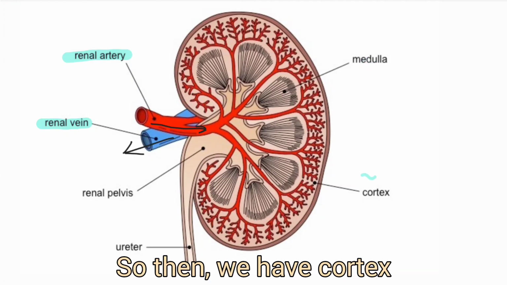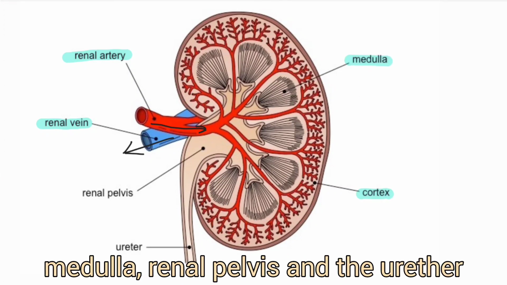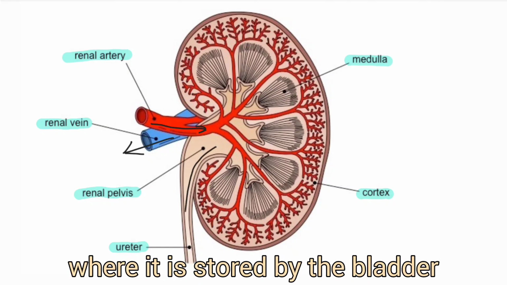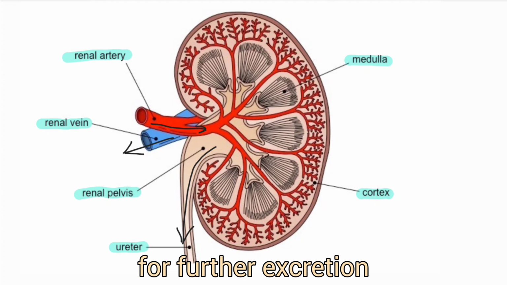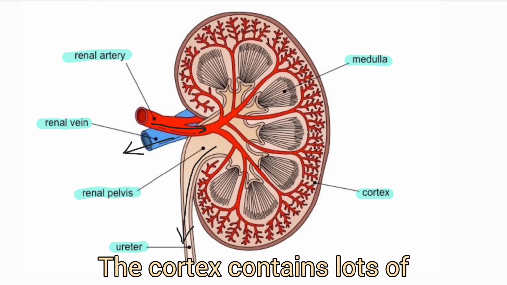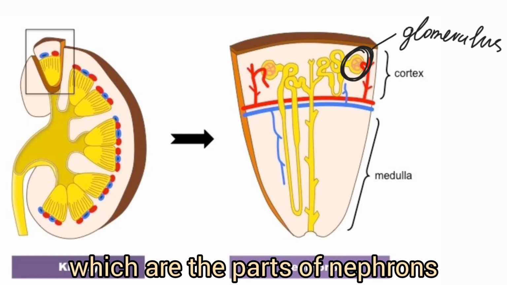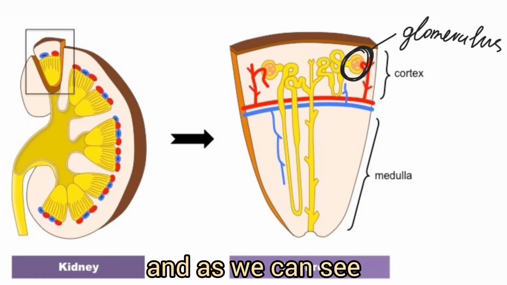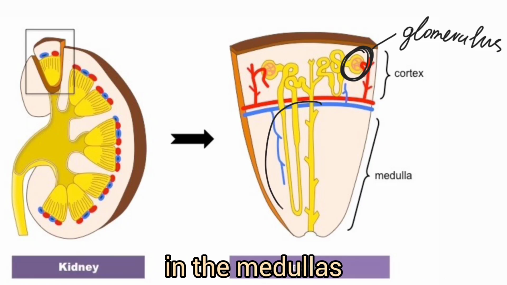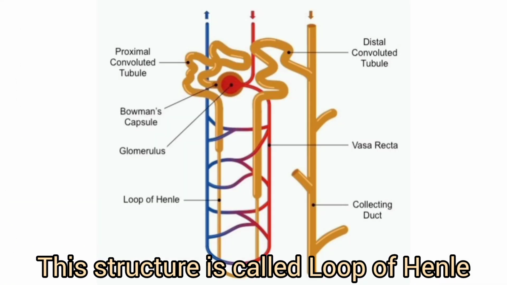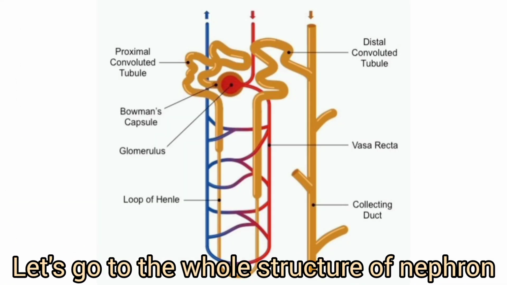So then we have the cortex, medulla, renal pelvis, and the ureter. The urine is transported from the kidneys via the ureter, where it is stored by the bladder for further excretion. The cortex contains lots of glomeruli, which are parts of the nephrons, and as we can see, the bulk of the nephron is located in the medulla. This structure is called the loop of Henle.